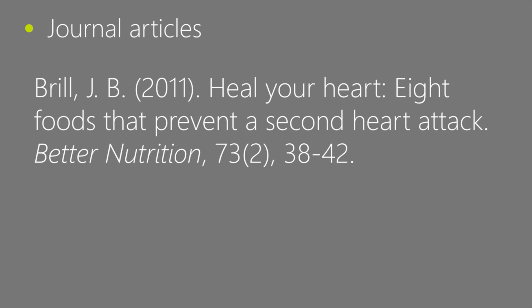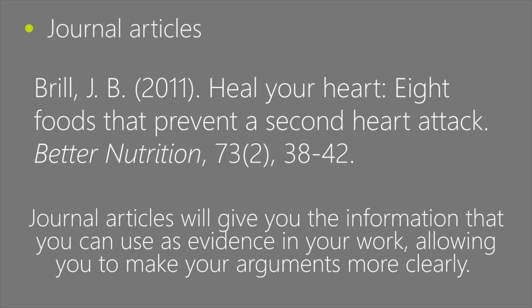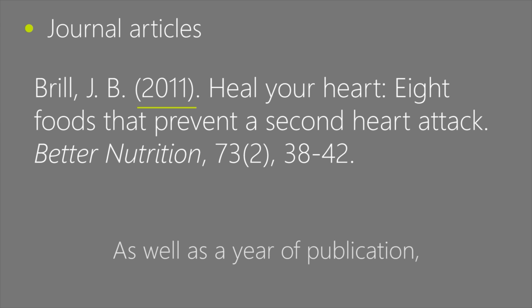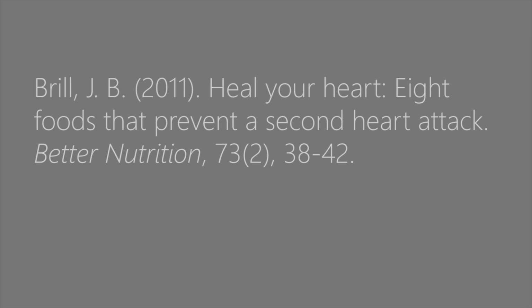The next type of resource we're going to consider is journal articles. Journal articles will give you the information that you can use as evidence in your work, allowing you to make your arguments more clearly. As well as a year of publication, they will also have a volume number and sometimes an issue number, which you need to include in your reference.